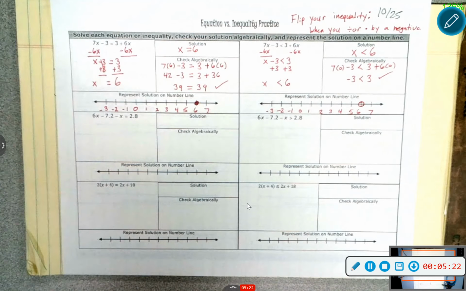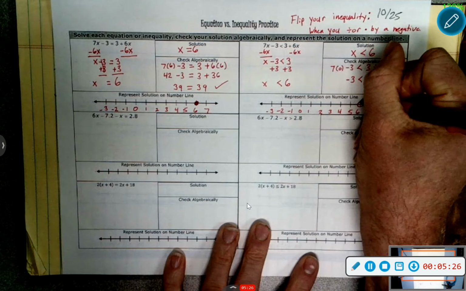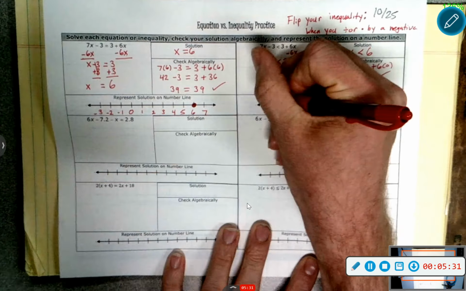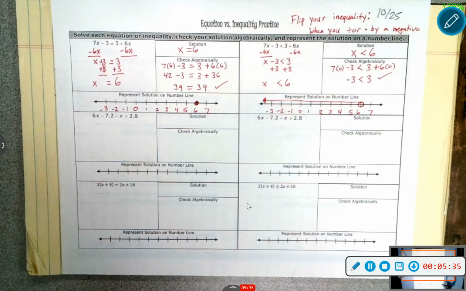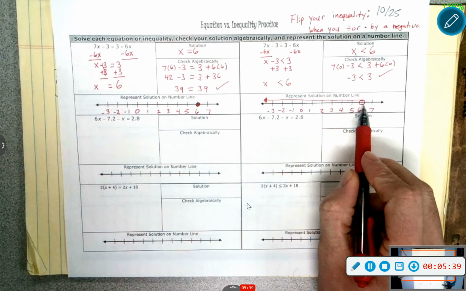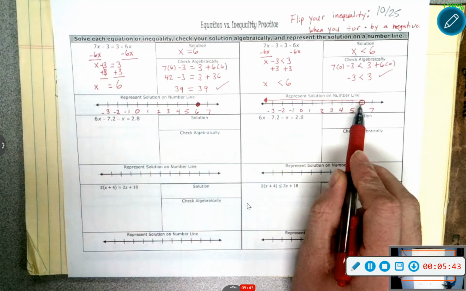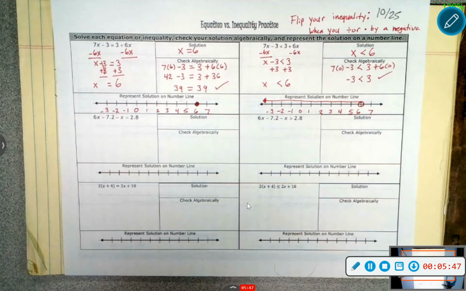I don't put a closed circle, I put an open circle because it's not equal to 6. Then, since my solutions are all the values that are less than 6, I'm going to draw my arrow to the left to indicate that my valid solutions start at 6, but are not equal to 6, so it's an open circle, and then continue into negative infinity, where those are my valid solutions.